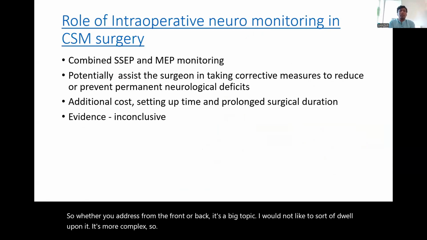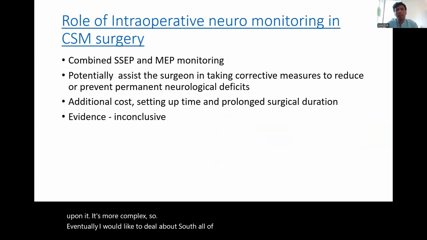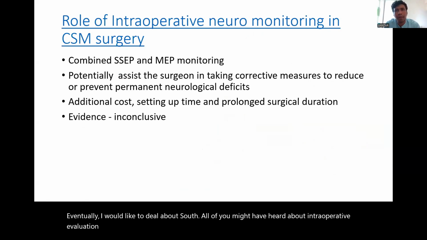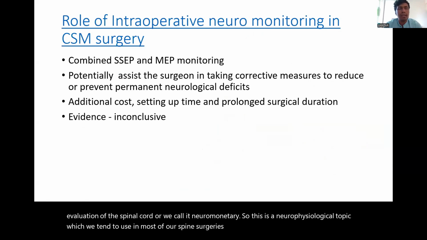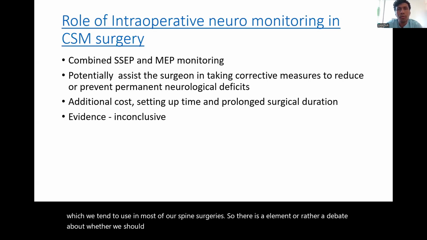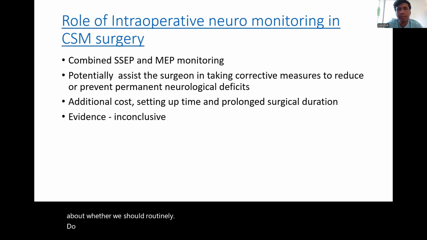Eventually, I would like to talk about, so all of you might have heard about intraoperative evaluation of the spinal cord, or what we call neuromonitoring. So this is a neurophysiological topic, which we tend to use in most of our spine surgeries. So there is an element, or rather a debate, about whether we should routinely do neuromonitoring on patients who are undergoing surgery for cervical myelopathy.